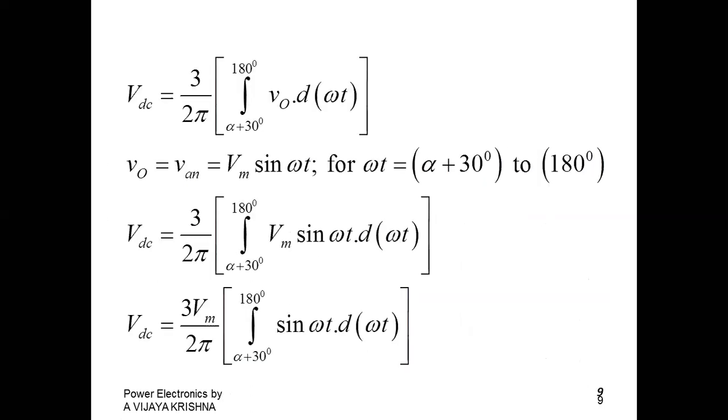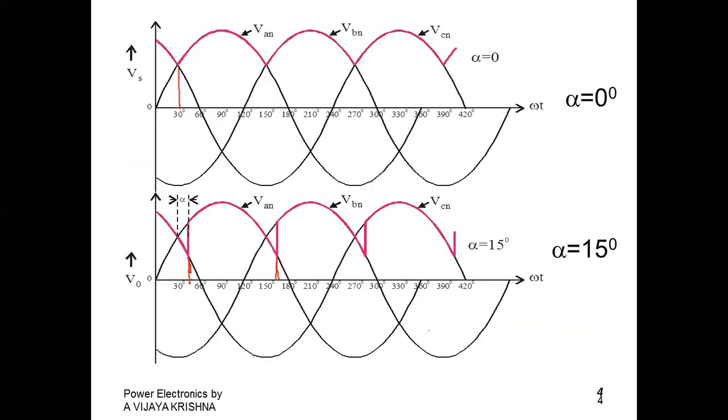Okay. And if you apply the integral here, V naught is equal to alpha plus 30, that is alpha plus 5 pi by 6. Okay, next one alpha plus 5 pi by 6. But here, given the value, the thyristor T1 will conduct up to this much value, 180. These are all observed from the waveforms. Okay, up to 180 only.